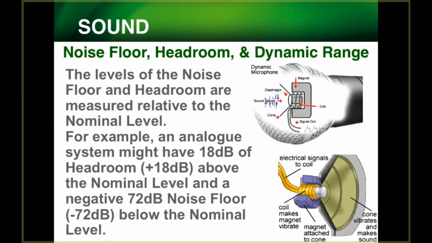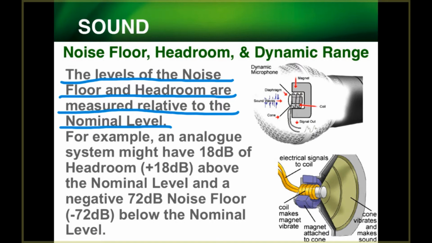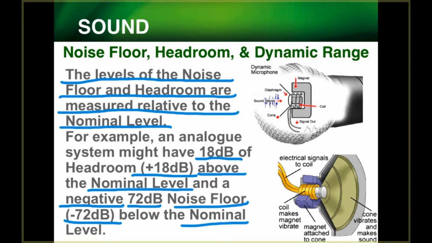The levels of the noise floor and headroom are measured relative to the nominal level. So on a typical microphone, your system might have 18 decibels of headroom. This would be called a plus 18 dB above the nominal level, and a negative 72 dB noise floor, and this would be called a minus 72 dB below the nominal level.